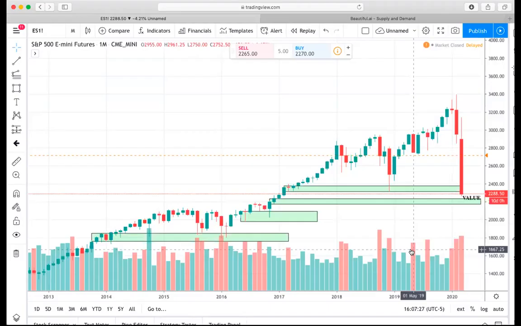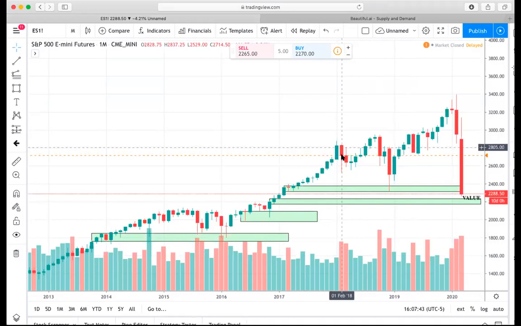Does everyone know what a gap down is? Real quick, a gap down is just a big movement in price overnight. Let's say Apple was at 300 yesterday and it opens up at 295. That's a gap down.